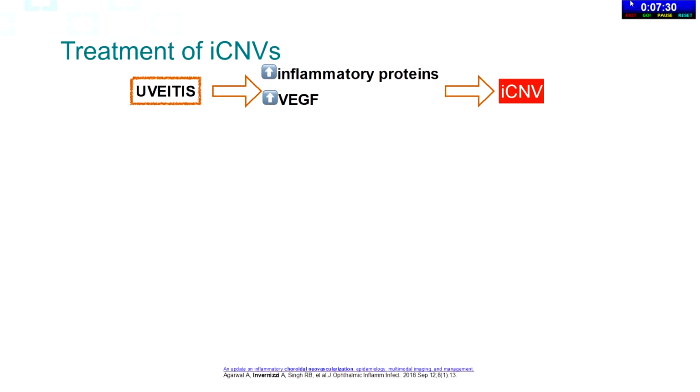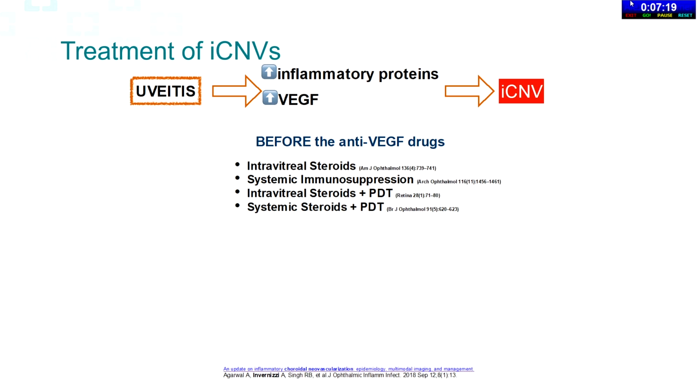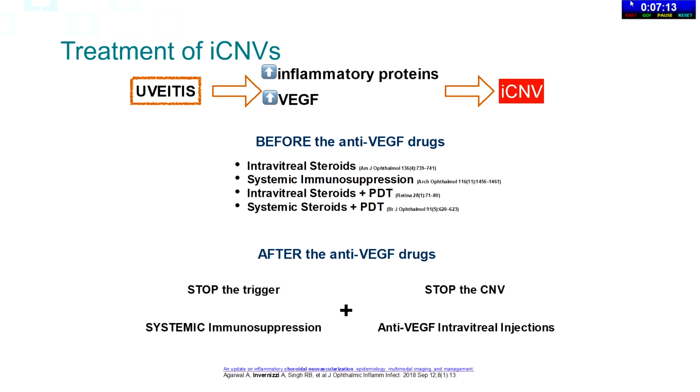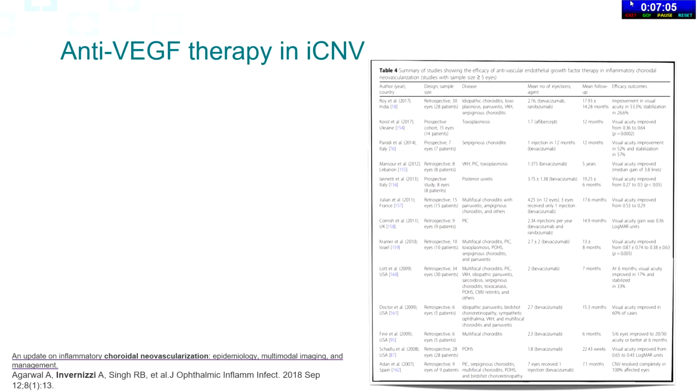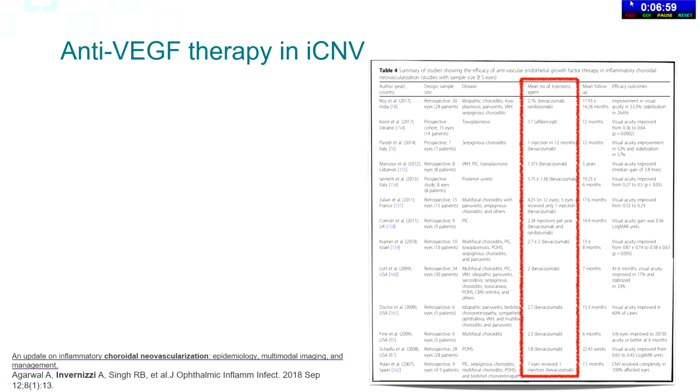Now, if you look at what's the cause, it's quite different from wet AMD because here you have a lot of inflammatory proteins and VEGF. In the pre-anti-VEGF era, there were steroids and PDT that you could use together with immunosuppression. But nowadays, we have a way to stop the VEGF trigger and a way to stop the inflammatory trigger. Now, if you look at the literature, there are a lot of papers, retrospective case series, and what's funny is that they use a lot of different ways of giving these anti-VEGF. Some go PRN, some load, so there's no consensus.